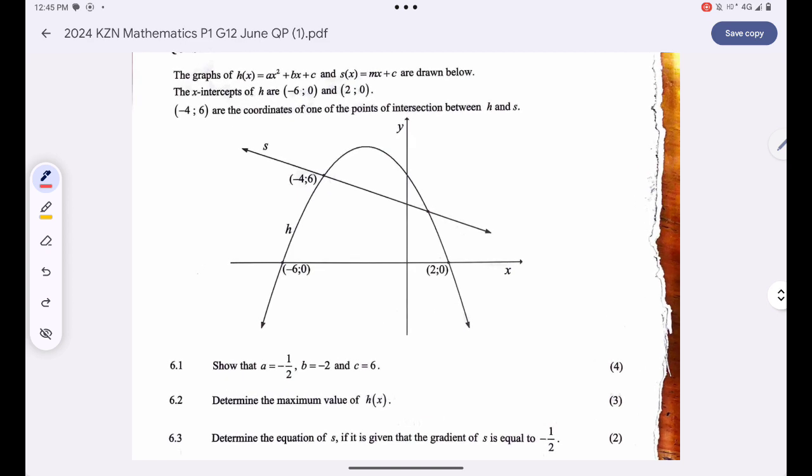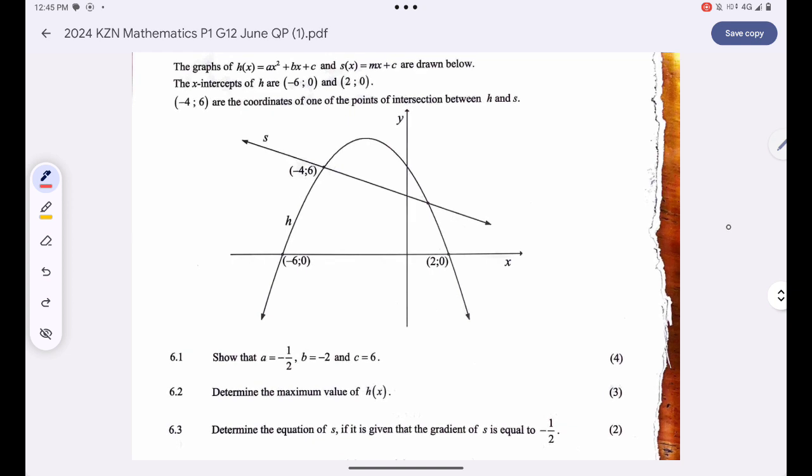Okay, the graphs of h(x) and s(x) are drawn below. The x-intercepts of h are -6 and +2. We are told that the coordinates (-4; 6) are the coordinates of one of the points of intersection between both h and s. The first question: they want us to show that a is -½, b is -2 and c is 6.